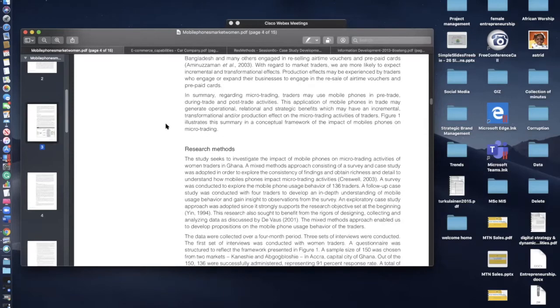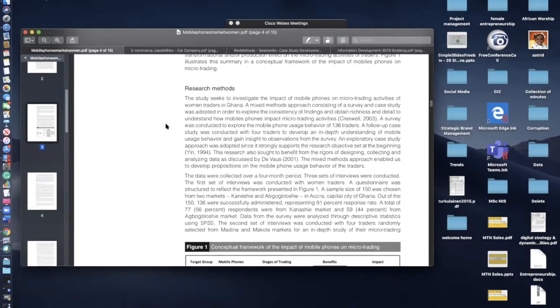Okay, look at this one. The study seeks to investigate the impact of mobile phones on micro trading activities of women traders in Ghana. A mixed method approach consisting of survey and case study was adopted in order to explore the consistency of findings and obtain richness and detail to understand how mobile phones impact micro trading activities. So the choice that I wanted to do is justified. I've justified using Creswell. So that's what you should do. Try and justify all your choices.